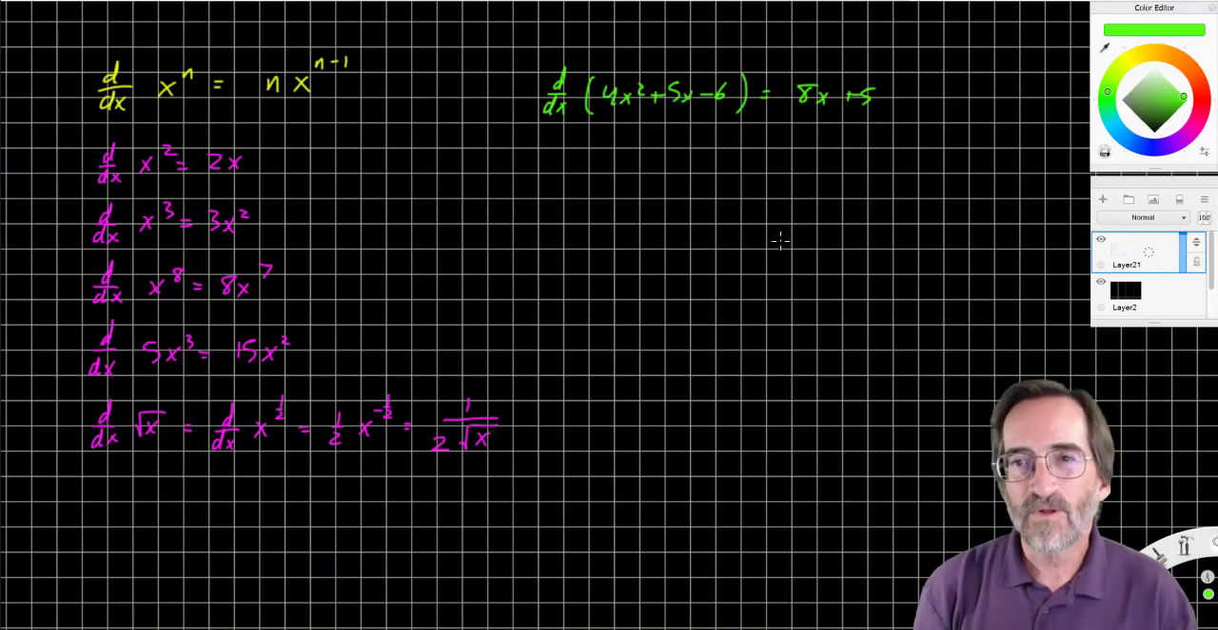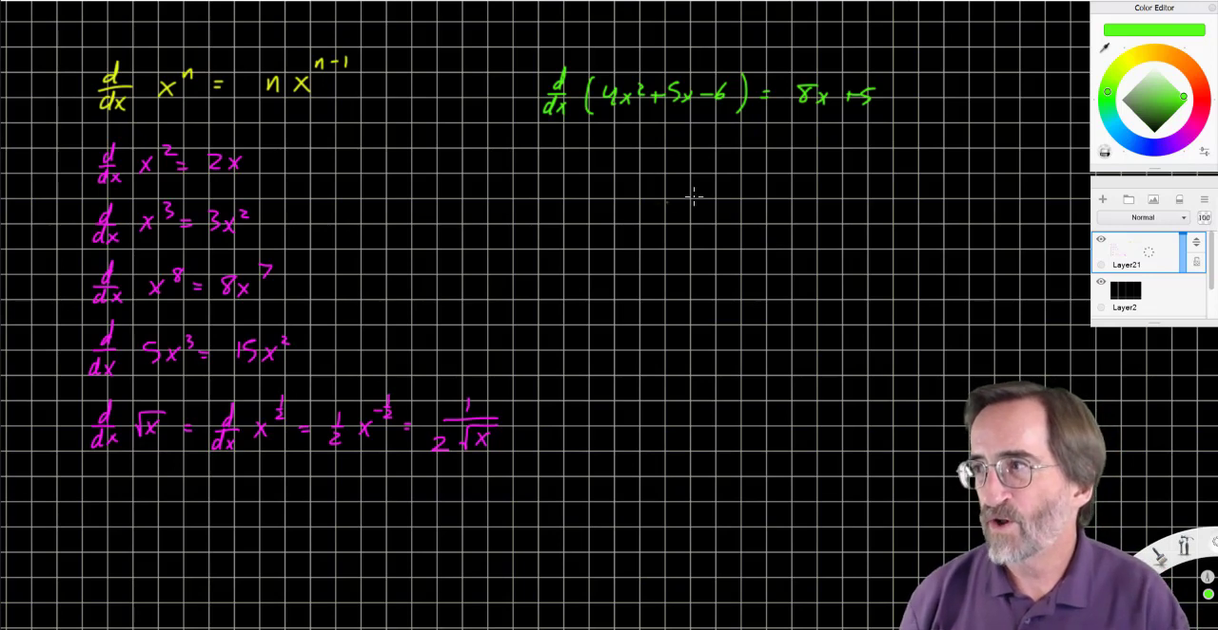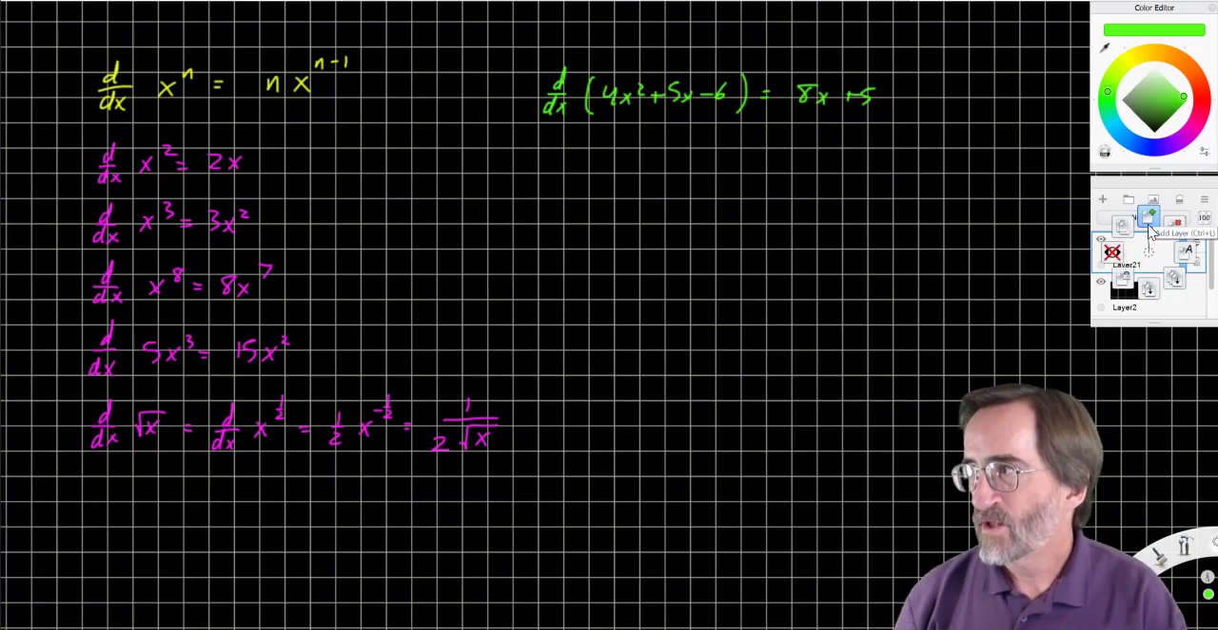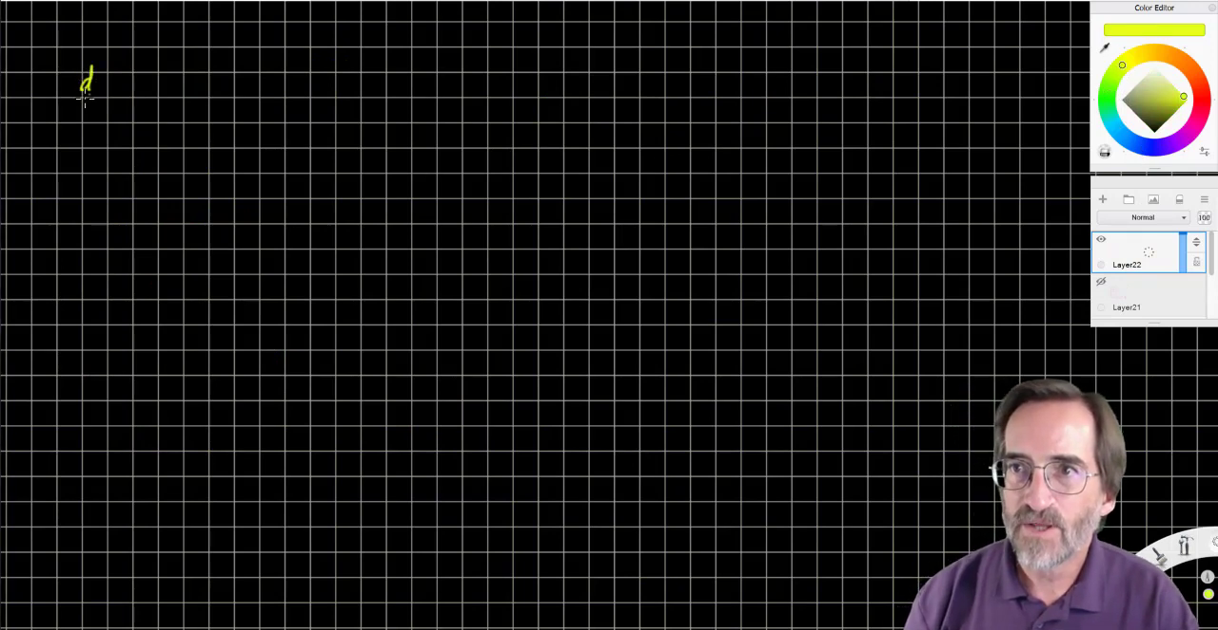Okay? There's a couple other rules that can be a little bit trickier to learn. One is called the product rule. Let me express the product rule this way. If I want to find the derivative with respect to x of u times v, where u is a function of x and v is a function of x, take the derivative of the first, multiply by the second, plus the first times the derivative of the second.